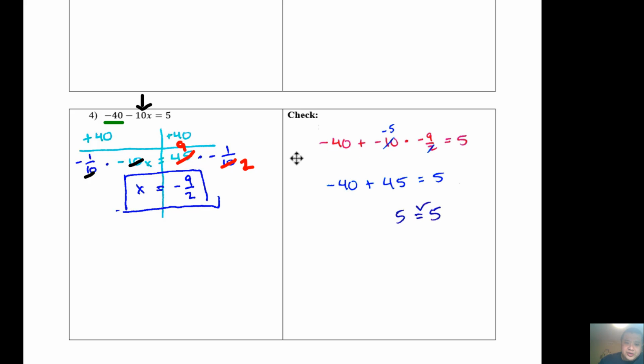Here, to show that we did it correctly, I'm going to do keep change again. So we get negative 40 plus negative 10 times negative 9/2 should equal 5. We can cross cancel right here, so we get negative 5 times negative 9, which is positive 45. Negative 45 plus 45 is 5.